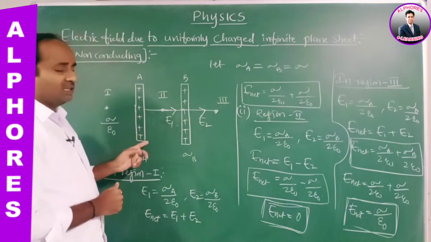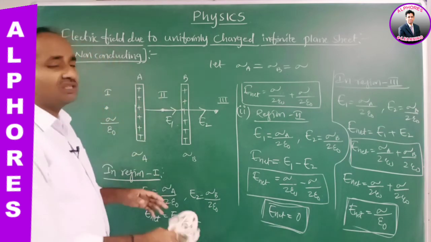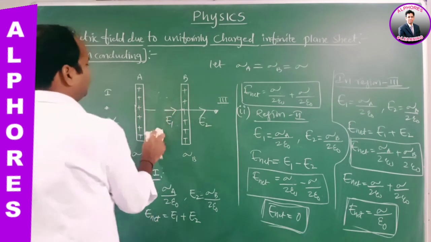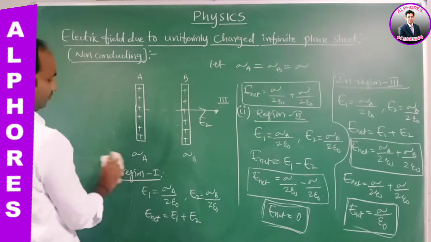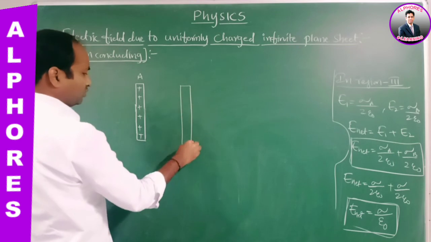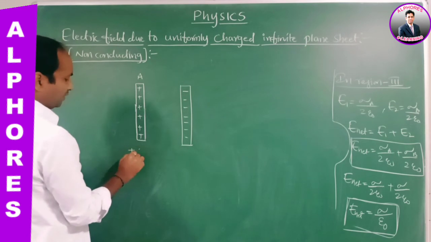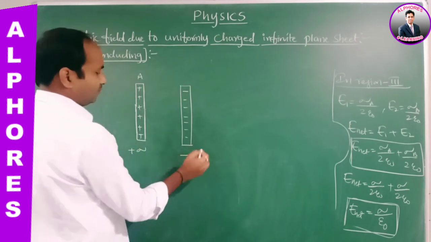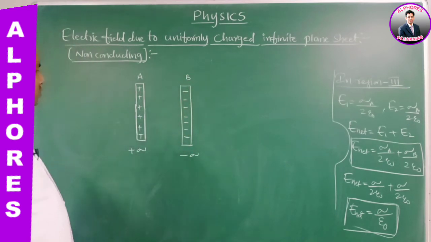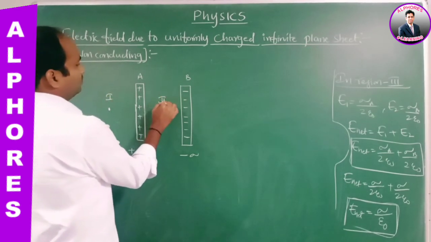Okay, so otherwise, suppose sometimes they give that one of them is a positive charge and the other is a negative charge. One plate is positive, the second plate is negative. A is positive charge and B is negative charge. Surface charge density here is plus sigma, and this is minus sigma. Equal magnitude, opposite in sign. Let us take again, this is region 1, this is region 2 and this is region 3.